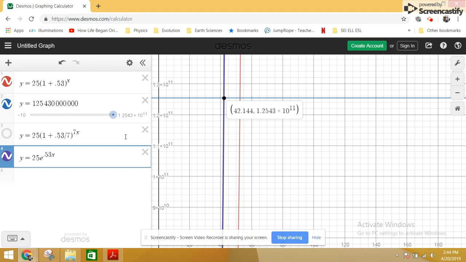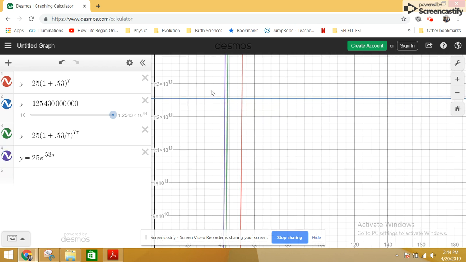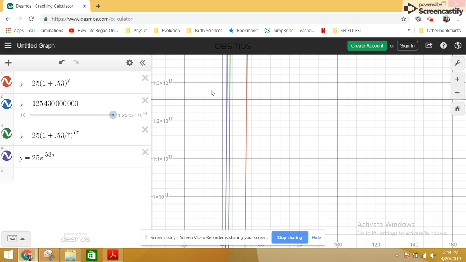42.144, where the last one was 42.7 something. We can see that one was, maybe I have to zoom in a bit more for us to see it.